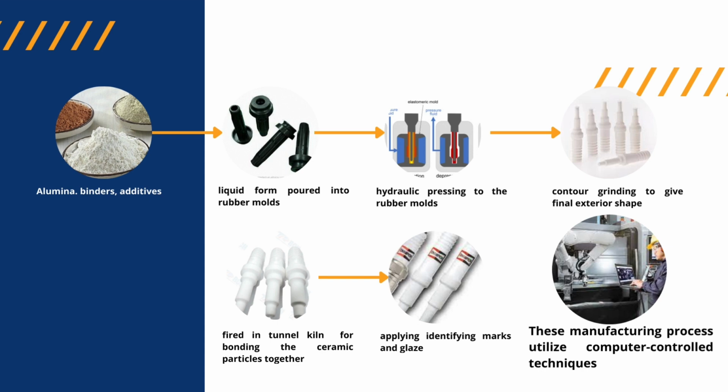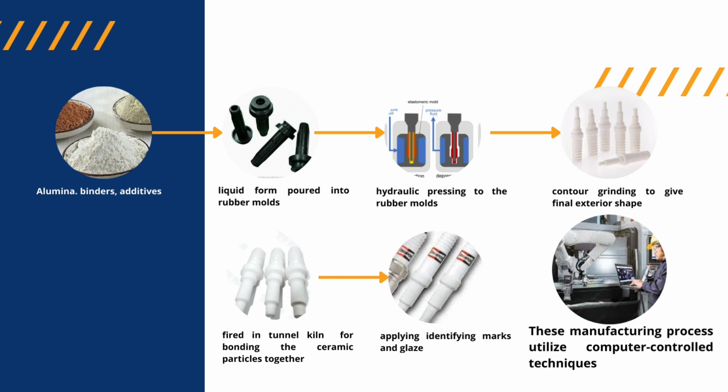First, we have the ceramic material preparation of alumina, binders, and additives. This ceramic material in liquid form will be poured into the rubber molds, and special presses automatically apply hydraulic pressing to the rubber molds, to be followed by the special contour grinding by the machines to give the final exterior shape of the insulator.